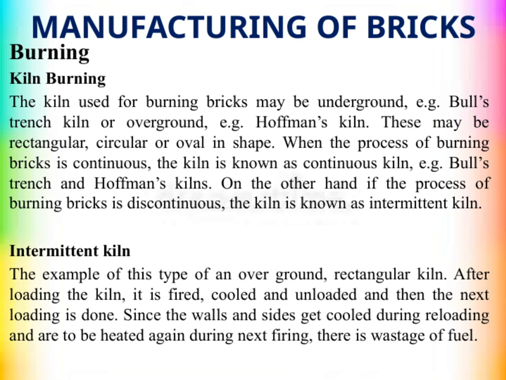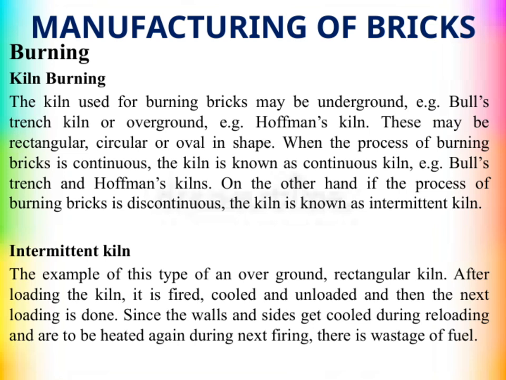This method is efficient for large-scale production because it maintains a steady process. On the other hand, if the process is done in separate stages, loading, firing, cooling, and unloading, the kiln is called an intermittent or discontinuous kiln. These are typically overground and often rectangular in shape. Let's focus on the intermittent kiln now.